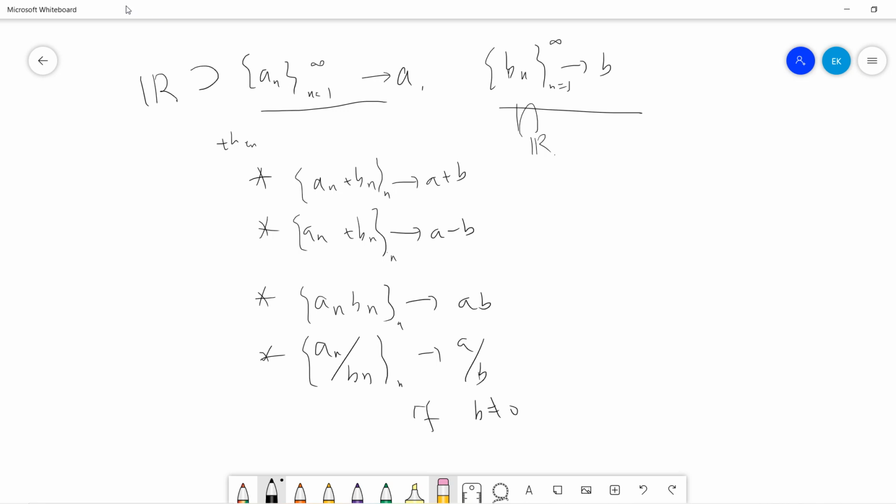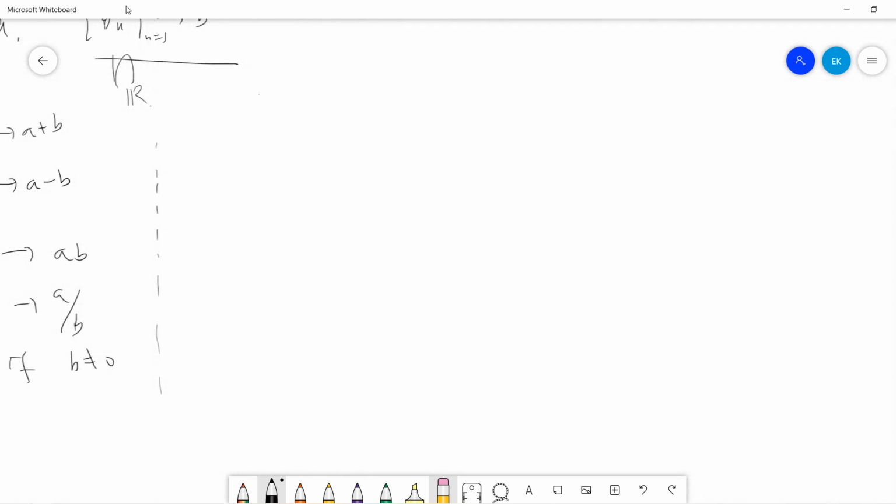Okay, so let's prove the first one: if you add a_n and b_n, then there's a new sequence, and you get a plus b. And then a_n minus b_n gives a minus b, and if you multiply them and take the limit, you get ab, and if you divide, you get a divided by b, if b is non-zero.